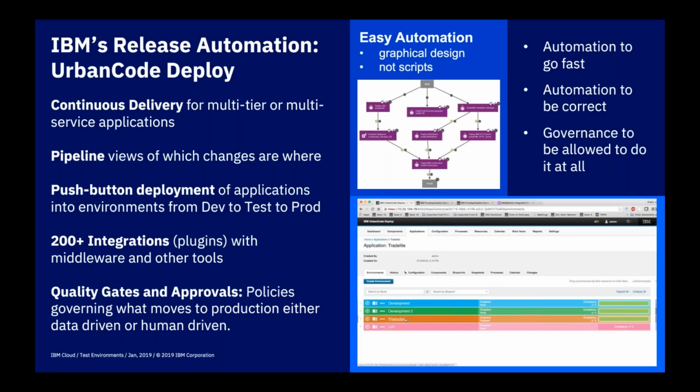IBM's product in this space is IBM UrbanCode. So again, drag and drop automation, clear views across your environments of what's where. All of this so that you can move quickly in time to market and have good audit trails and governance, so you're allowed to do it. So correctness, speed, and governance.